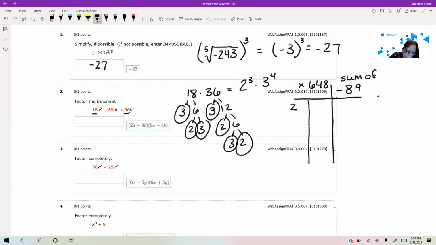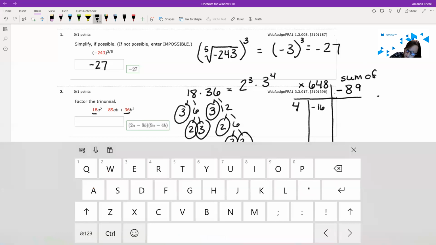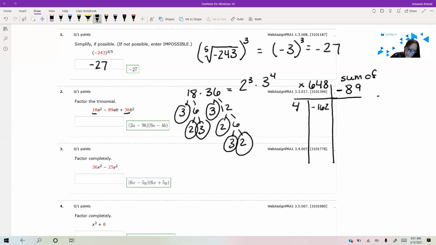So for my factor pair, I could look at 2, or I can even do 2 squared, actually. Let's do 2 squared. So 2 squared is 4, and then I have 3 to the fourth, which is 81, times 2. That's going to get me 162. Unfortunately, my product in that case would be a negative 158, and it doesn't match up with what I need.